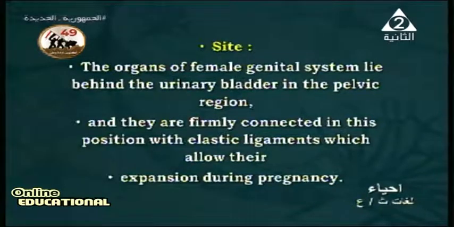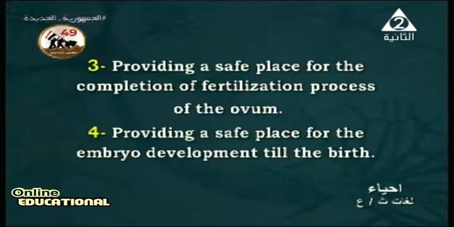Number three, providing a safe place for fertilization to be completed. The uterus is the place in which the baby is found, and this place is safe for completing the reproduction of the baby. After fertilization of the ovum, the baby is formed. The uterus provides a safe place for embryo development until birth.